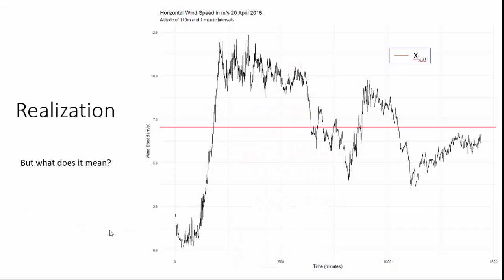This shows a realization of our data set from April 20th, 2016 at 1 minute intervals. And here we have the red bar that shows the mean of the data set. And when we look at it, we do see some evidence of wandering in the realization.